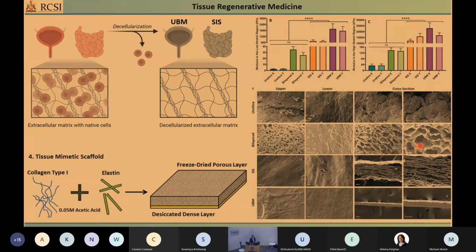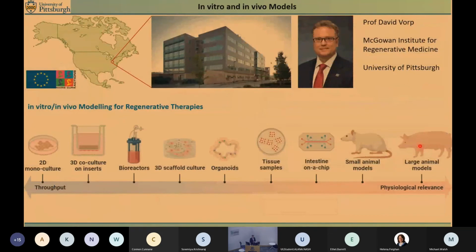But then on the same fellowship, I also went to the McGowan Institute for Regenerative Medicine in Pittsburgh under the supervision of David Vorp. The focus here was to utilise appropriate in vitro and in vivo modelling to evaluate these regenerative therapies. What I've shown here is the scale of what you would do when developing a therapy. You would assess it using high throughput methods, so 2D monoculture, before assessing it in a more physiologically relevant model, such as a small animal model or a large animal model.